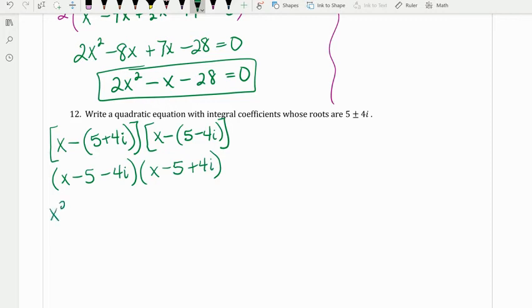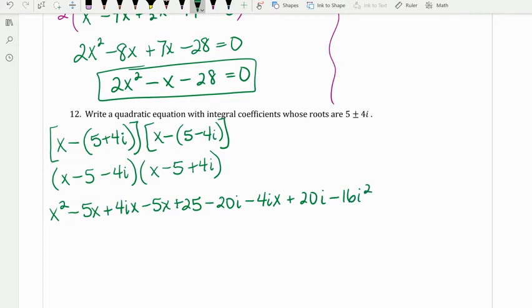X times x is x squared. X times negative 5 is negative 5x. And x times 4i is positive 4ix. Next, I distribute the negative 5, so I get negative 5x. And then I'll get plus 25, and then a negative 20i. Finally, distribute the negative 4, so I get negative 4ix plus 20i and minus 16i squared.